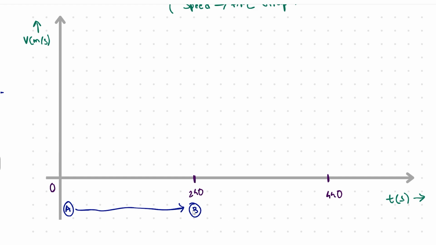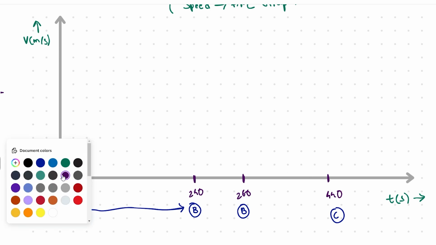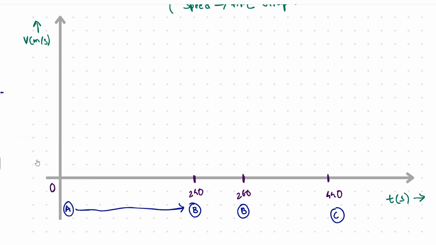Now when the train reaches B, it does not go directly to C. It halts at station B for a time of 20 seconds. So on our timeline it becomes 240 plus 20, that is 260 seconds. And then the time interval between 260 and 440 is the time required by our train to travel between B and C. So these are the important values of time on our time axis.